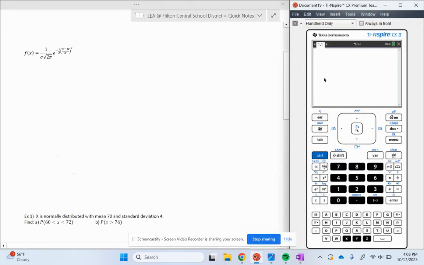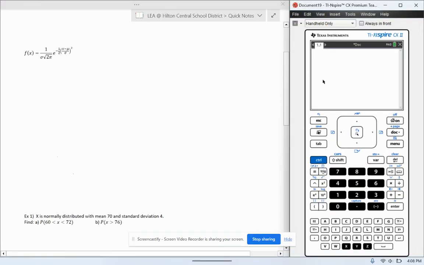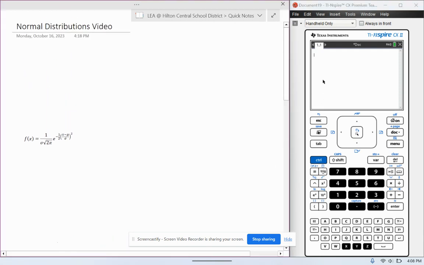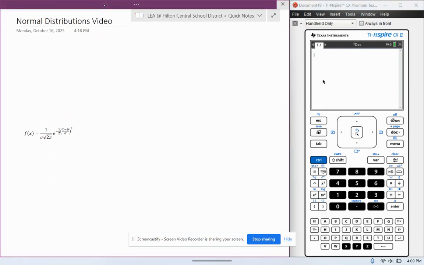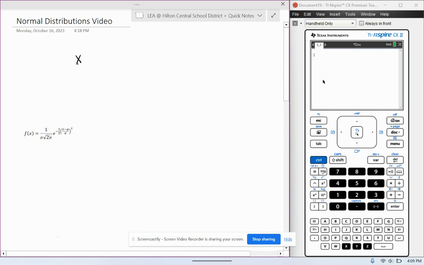Hey, let's talk about normal distributions. Okay. So you've definitely heard about distributions before, but you've heard about them as probability distributions, right? You were like, okay, I've got the desired outcome X, right? And then I have the probability of X occurring.